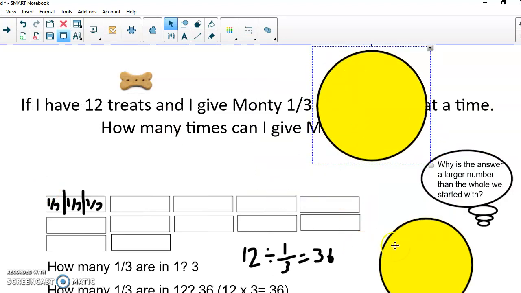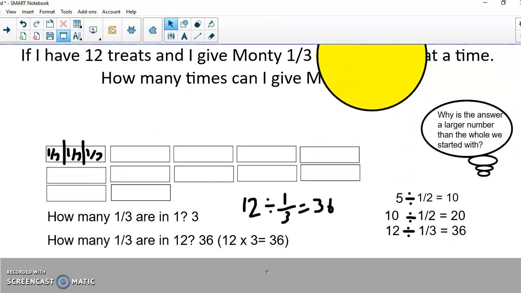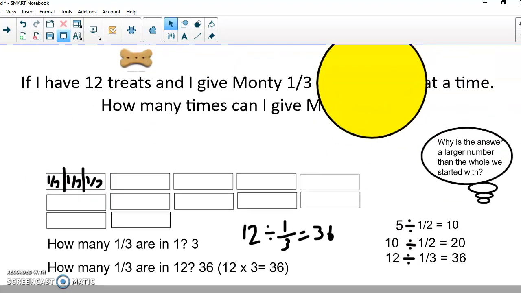I want you to think, as we look at this, our past problems, we know that 5 divided by 1/2 is 10, because there's 10 1/2s in 5. 10 divided by 1/2 is 20, because we know there's 20 1/2s in 10. And then 12 divided by 1/3 is 36, because there's 36 1/3s in 12. I want you to think to yourself, why is the answer a larger number than the whole we started with? And what patterns are you noticing as we are dividing a whole number by a fraction?